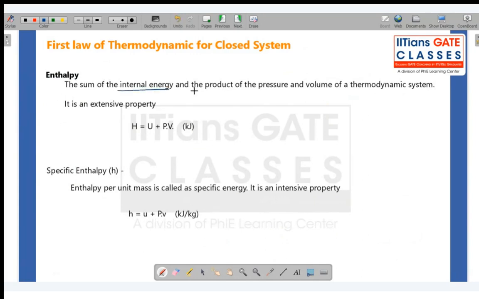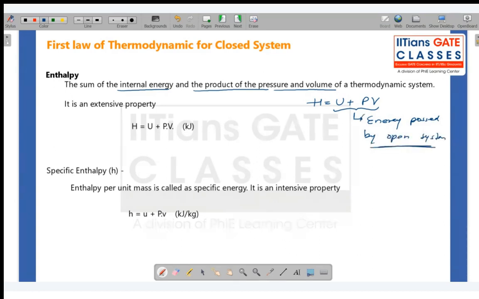Now, what is enthalpy? The sum of internal energy and the product of the pressure and volume of a thermodynamic system is called enthalpy. Enthalpy is basically a convenient term that we use very frequently, and it is determined by the energy possessed by an open system. Right now I am not explaining this. I will come to open systems today and explain it again, because if I explain it here it will take some time. But just remember, U plus PV is the energy possessed by an open system.